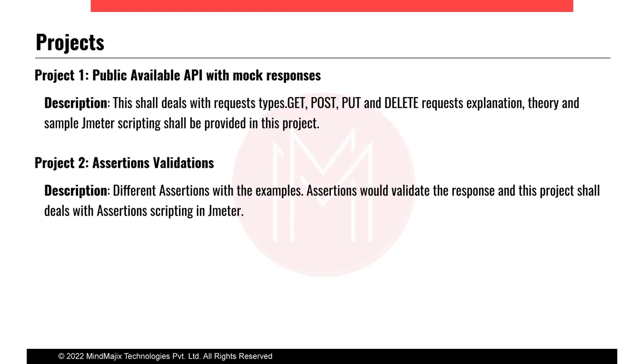Then the projects available. The first project is with a publicly available API, with different types of requests, how they are performing, how we can add delays to them, how we can add header managers to run a request, and what the use of a header manager is. That is one public project. The second project will be some assertion validations. This is about whenever you get a response, how you have to validate it. Okay. And for all the practical classes, we'll pick some publicly available resources and show a demo on that.